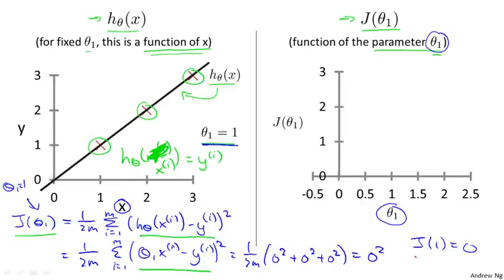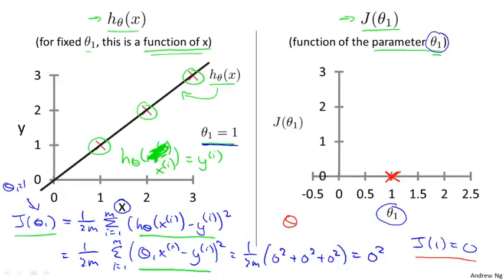So I have j of 1 is equal to 0. So let's go ahead and plot that. Going to end up with an x over there. Now let's look at some other examples. Theta 1 can take on a range of different values, right? So theta 1 can take on negative values, 0, or positive values.